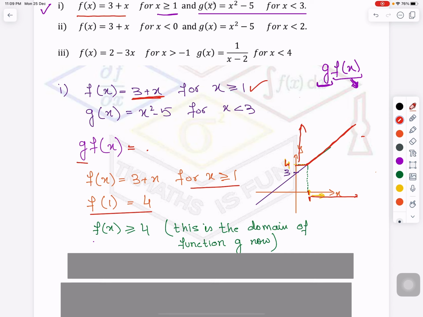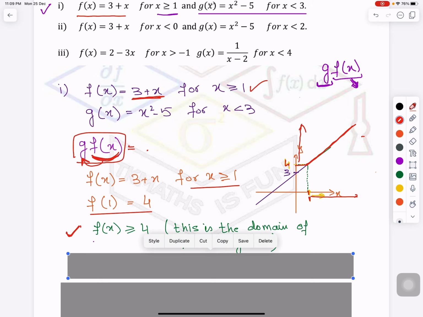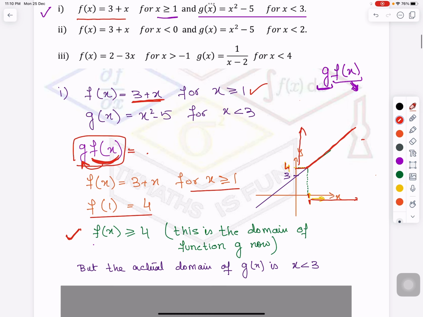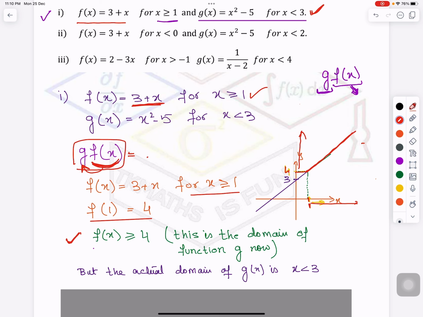Now we know in the composite function, whatever is the range of the inner function, like I got here, the range f of x greater than or equal to 4, this range becomes the domain of the second function. So what is the domain of g now? I'm writing it here again. The actual domain is x less than 3. It is given to me in the question. But what I am getting is x greater than or equal to 4. So there is a big difference between x less than 3 and greater than or equal to 4.